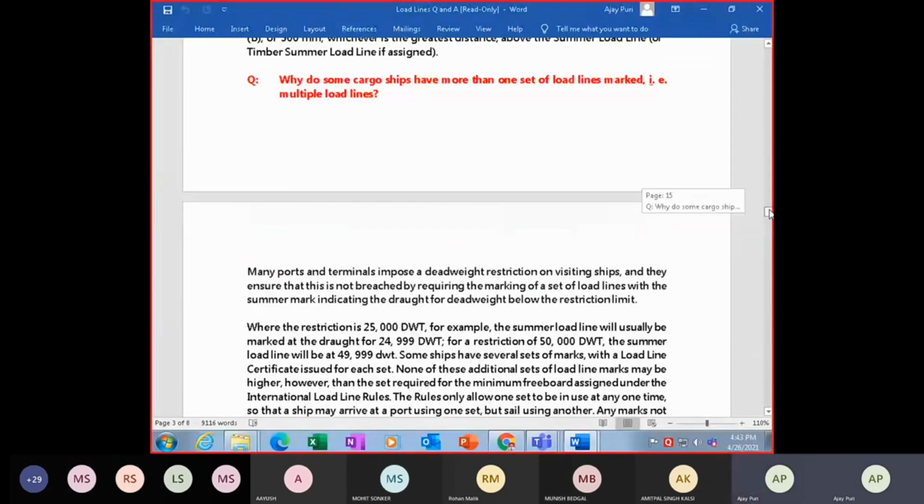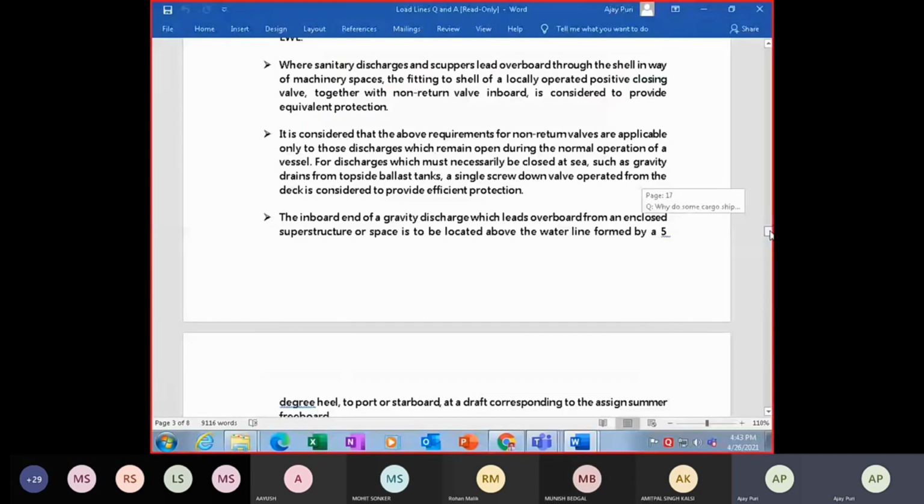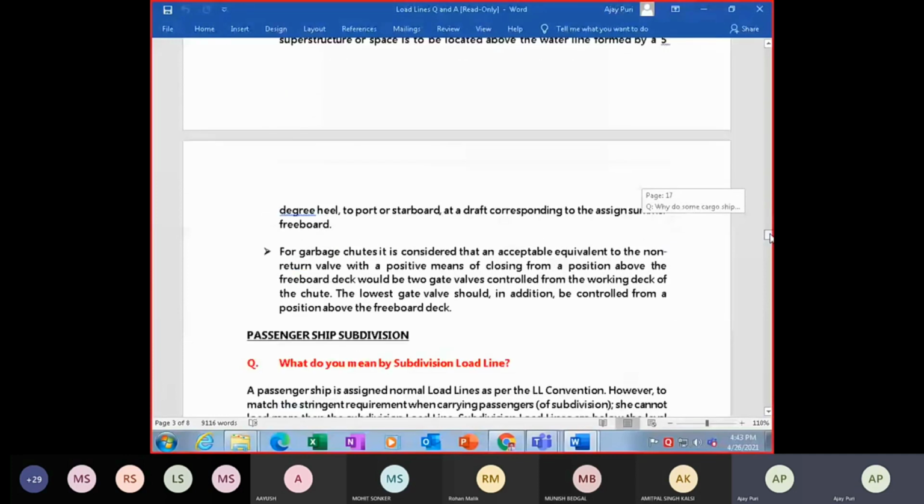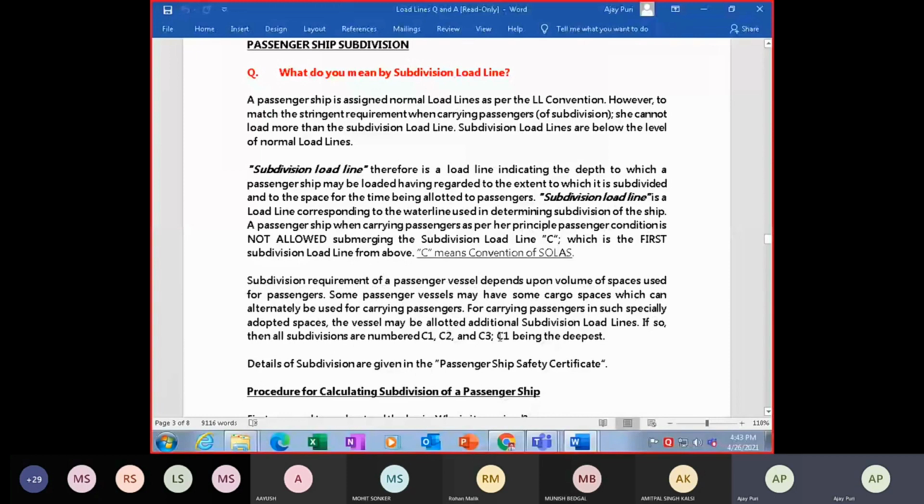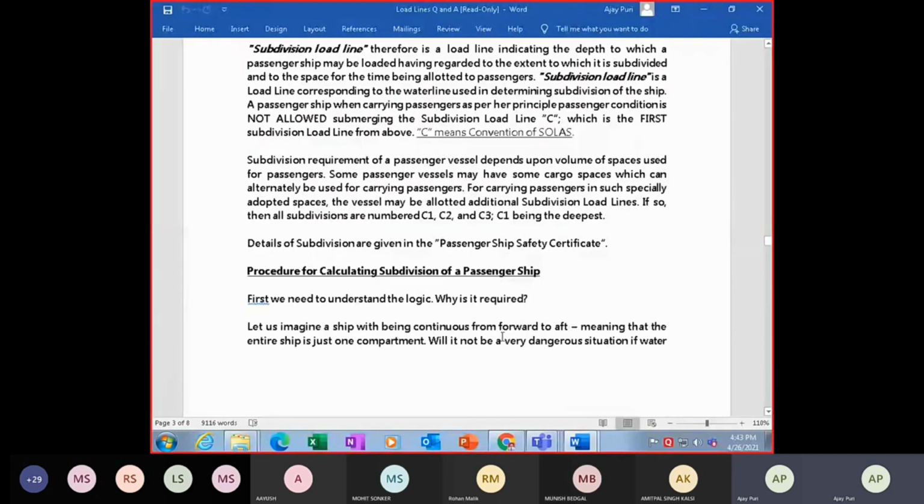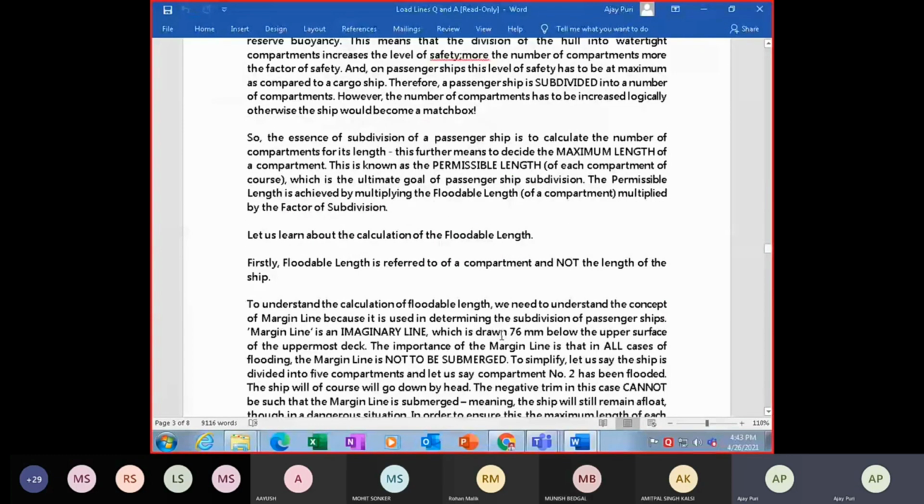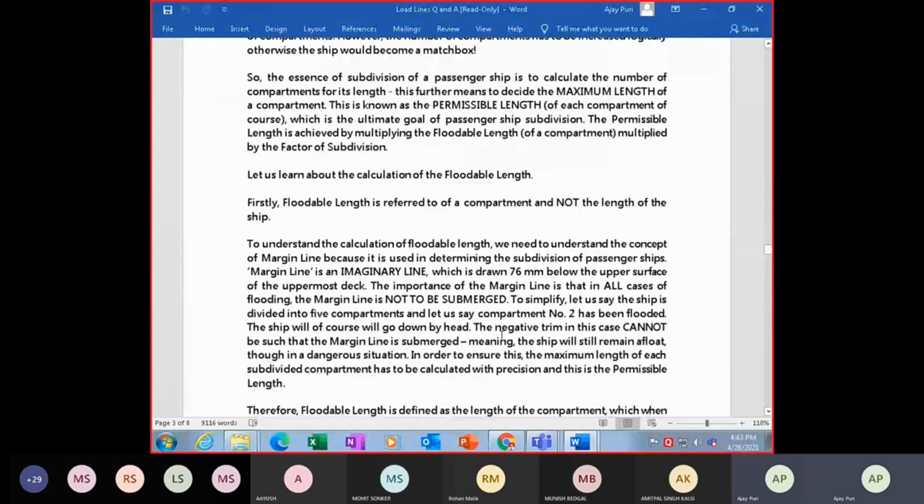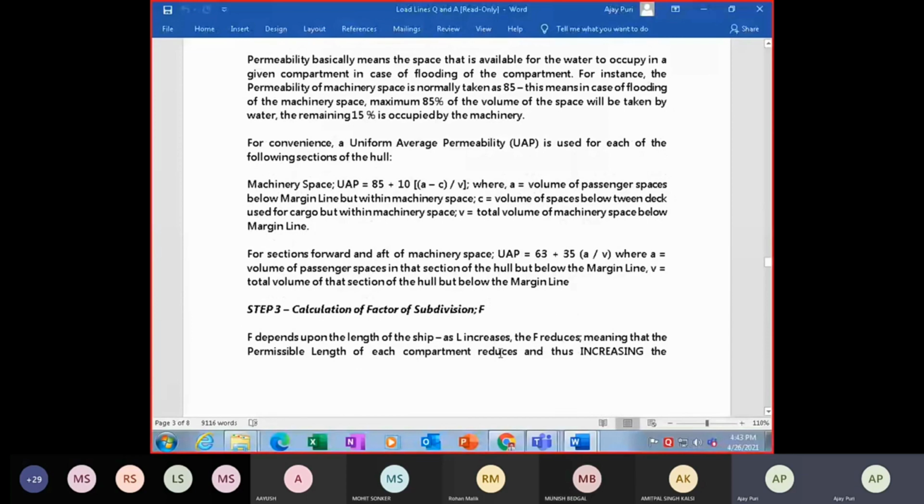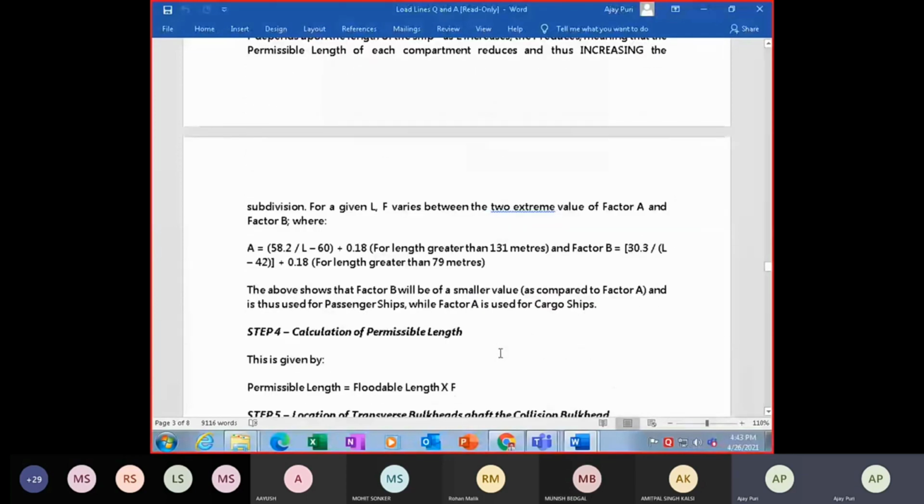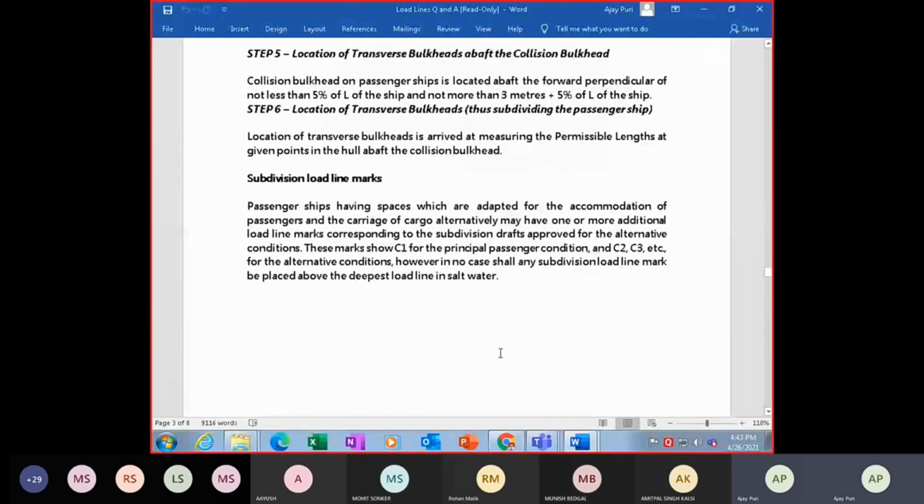What is in it and what is not in it, I have sent you everything in the notes. What is passenger ship subdivision, what are C1, C2, C3, and how do you calculate subdivision of a passenger ship. What is floodable length and what is margin line. We'll be doing all this. What is CS, what is the formula. So we'll be doing this. And what is permeability, how to calculate your factor of subdivision. So these calculations we'll be doing next class.